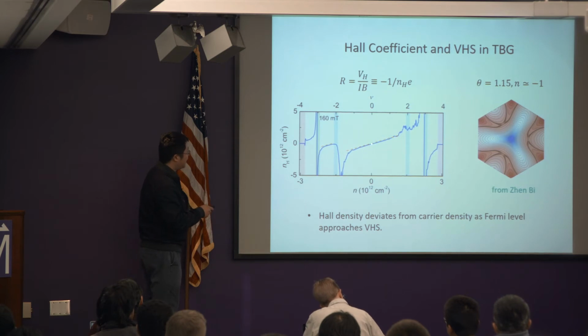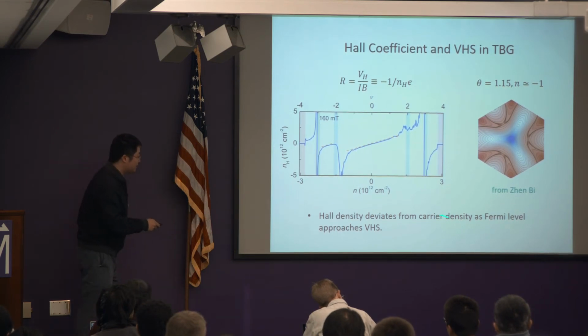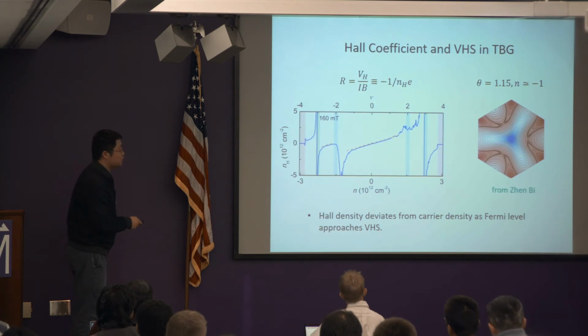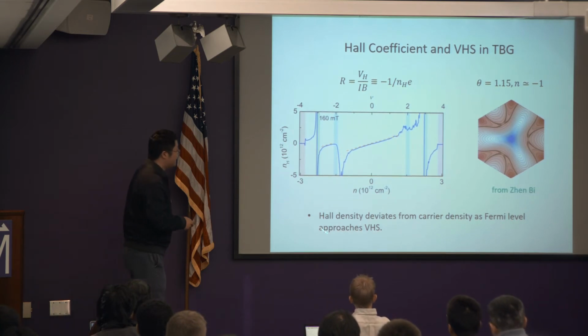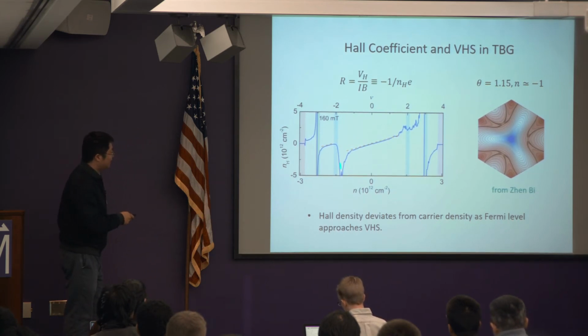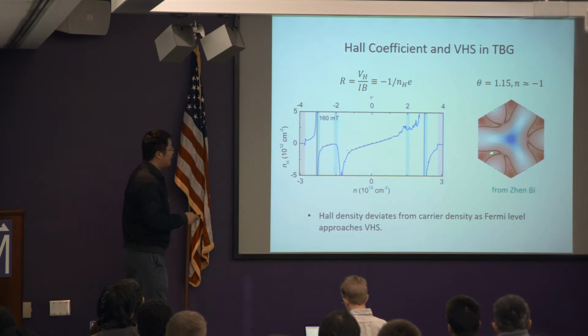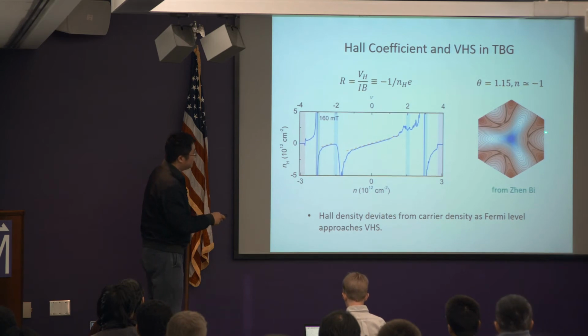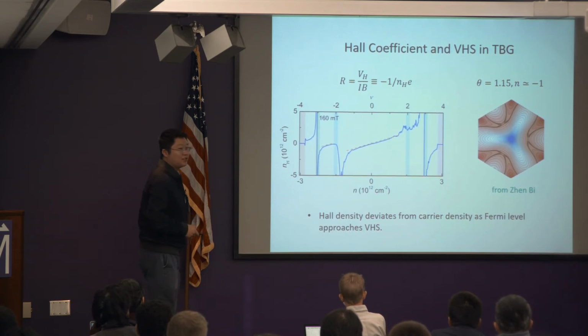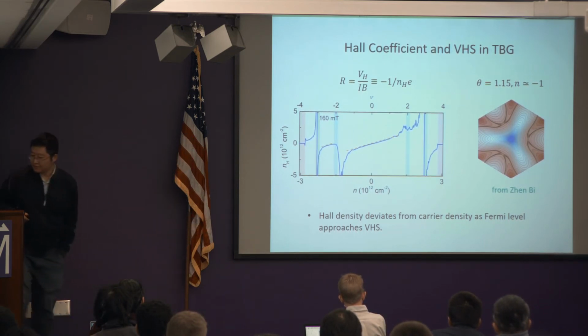But as you see, as the system starts to approach this filling around 1.7, it strongly deviates from the actual carrier density. So this may very well be related to the Van Hove singularity near this particular filling. As you see, this is the band structure calculation, and this high order Van Hove singularity appears right here, where you see the two Fermi contours touch each other tangentially.